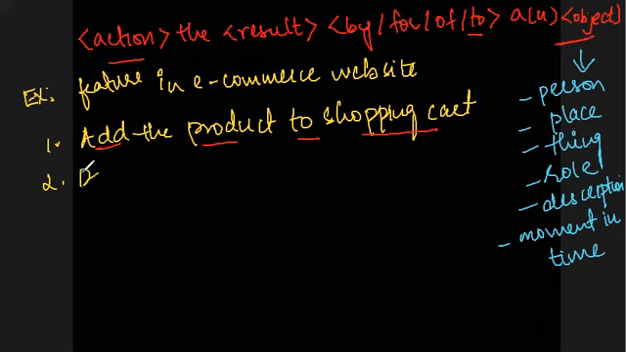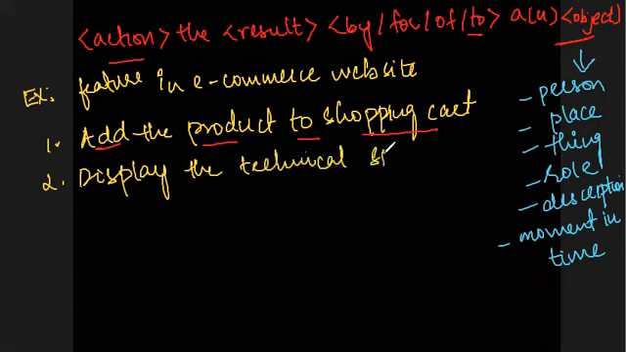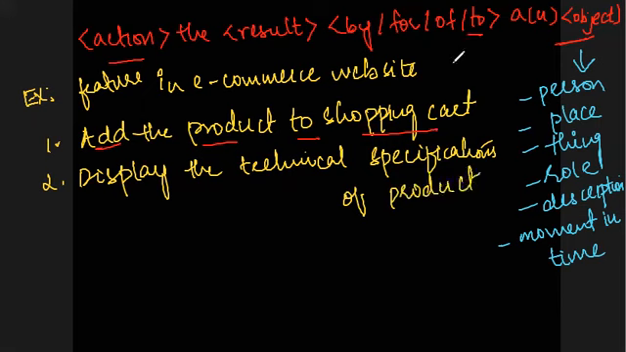The second one is, if you want to display the technical specifications of a product. Now in here, we are using "of". Your action is you're going to display the technical specifications of that particular product, that is the object. Or you want to store some specific information for a particular product, or the shipping details. Those can be the different examples for adding a feature by making use of FDD.